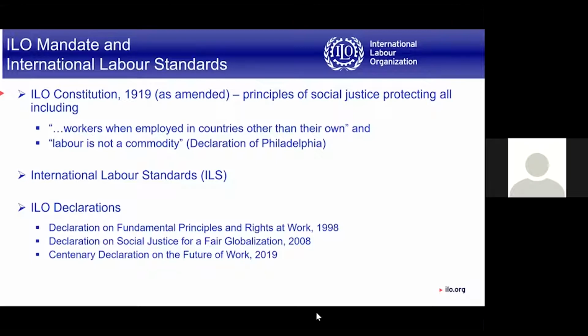So we could observe that since the ILO was constituted in 1919, the issues of protection and non-discrimination of labor migrants have been at the very core of our discussion. So it's more than 1 century we've been dealing with it, and we've been promoting non-discrimination and protection of labor migrants. In particular, you can see here in the principle of social justice protecting all, including workers when employed in countries other than their own. So back 100 years ago, we as ILO were thinking of the protection of workers coming from other countries. So this is part of the ILO constitution, part of its main values, of its core values.